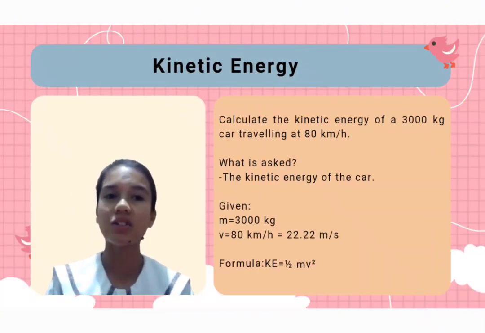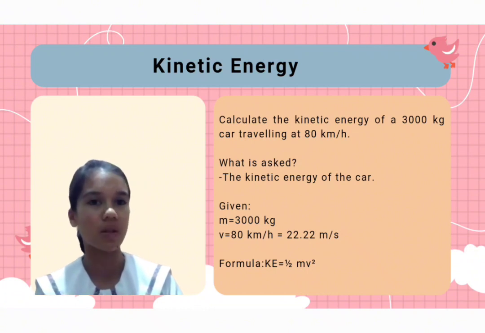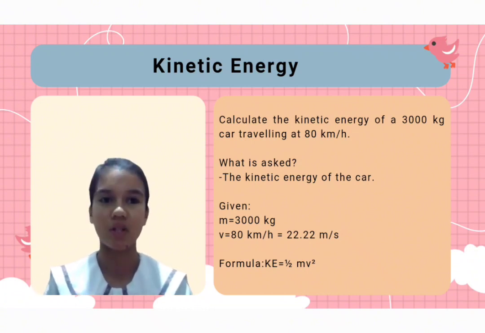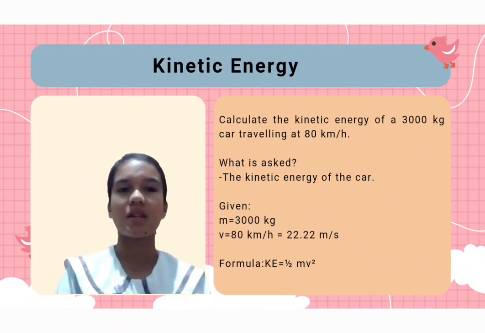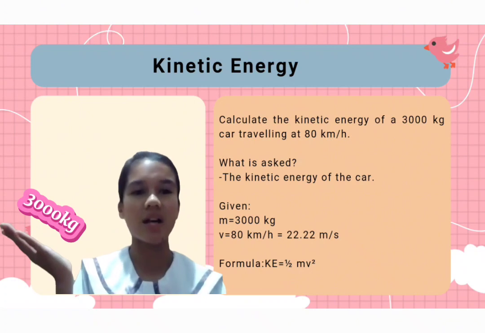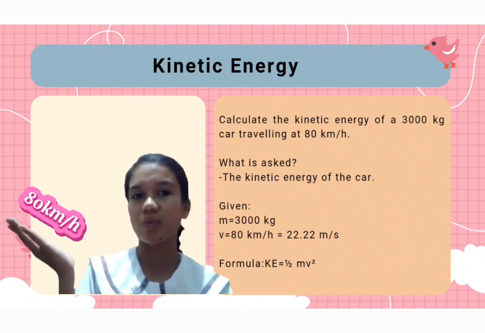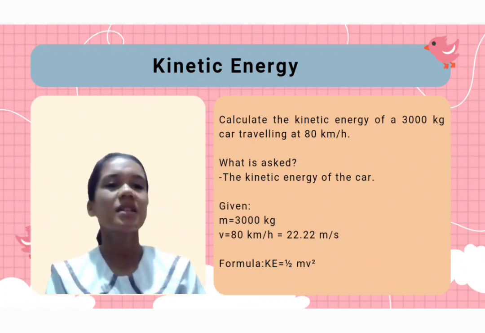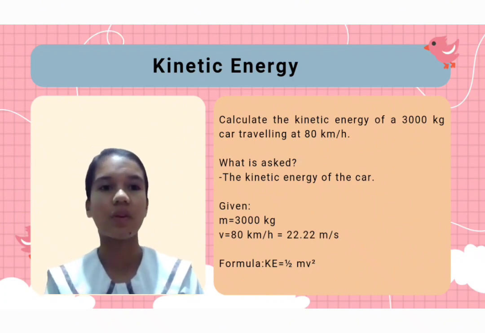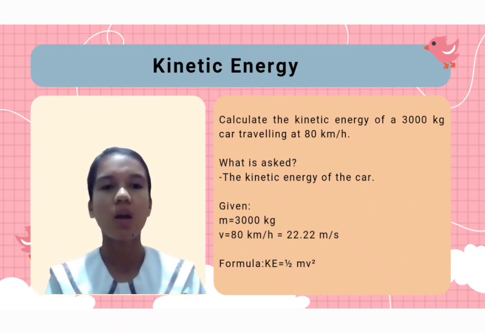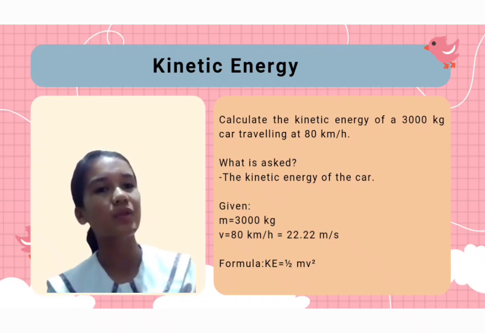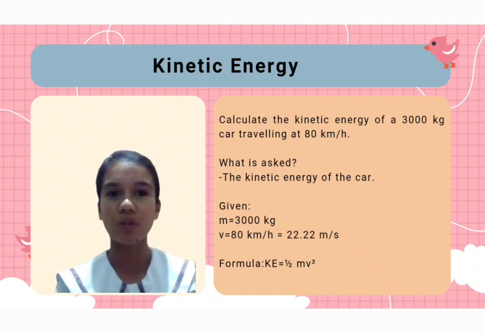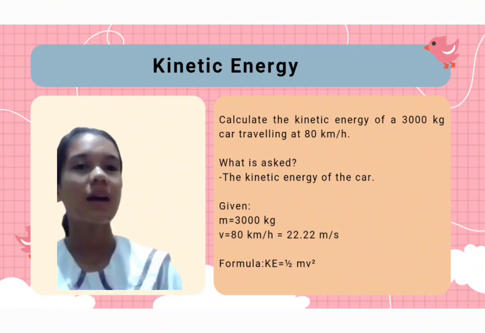Calculate the kinetic energy of a 3,000 kilogram car traveling at 80 kilometers per hour. So the given of this problem is 3,000 kilograms, the mass of the car, and 80 kilometers per hour is the velocity. Since the unit of velocity in the formula is meters per second, we need to convert the given into meters per second. So 80 kilometers per hour changed to 22.22 meters per second. Now we can start our solution.